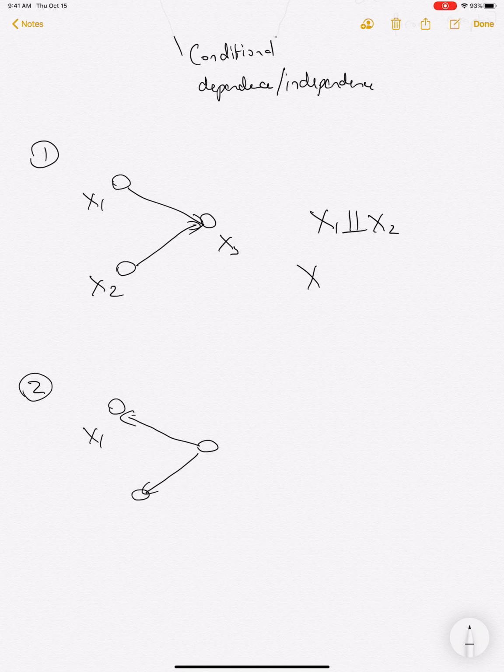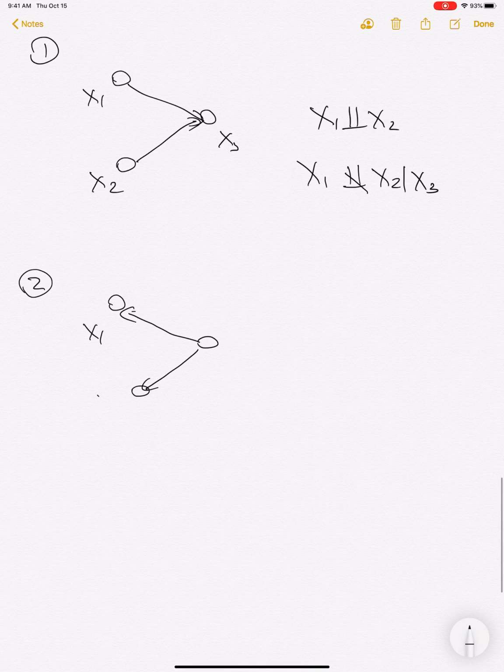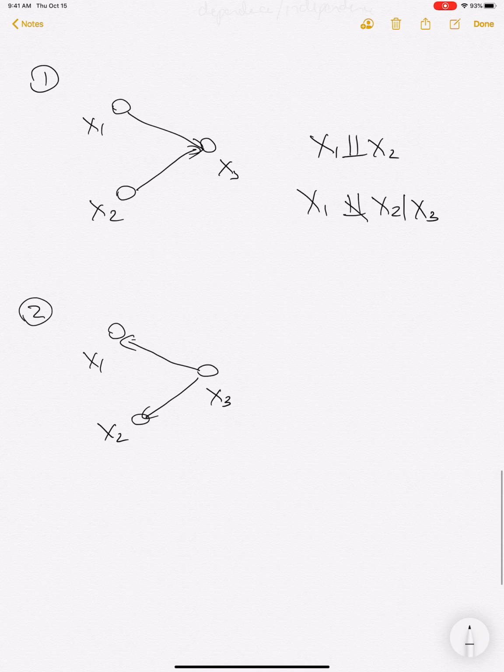But then we also had that x1 is actually dependent on x2 given x3. But on the other hand, we have here that x1 is dependent on x2. X1 is dependent on x2, but x1 is independent of x2 if we condition on x3.